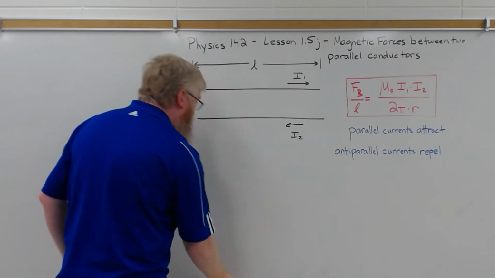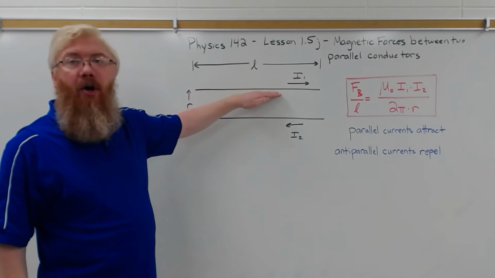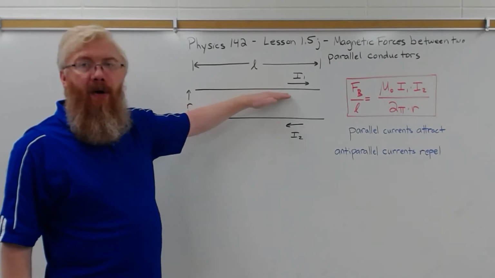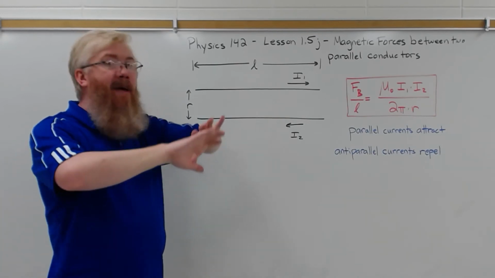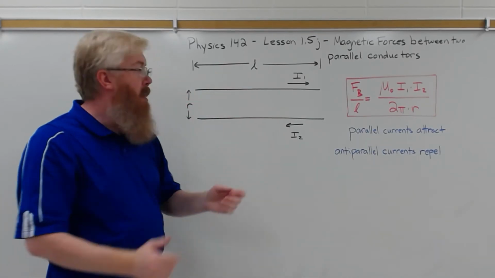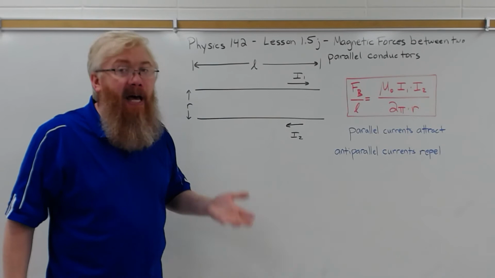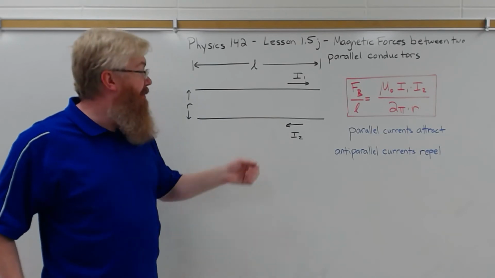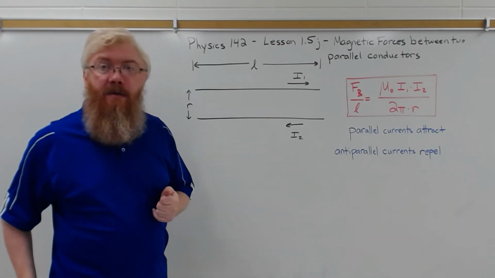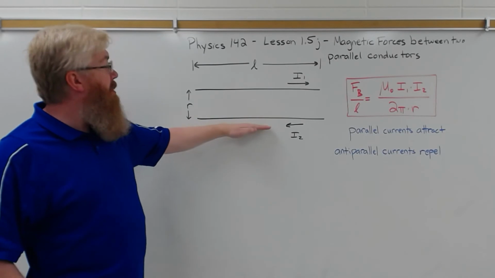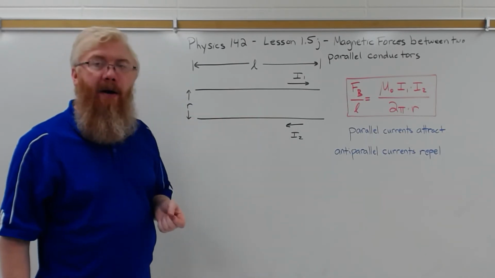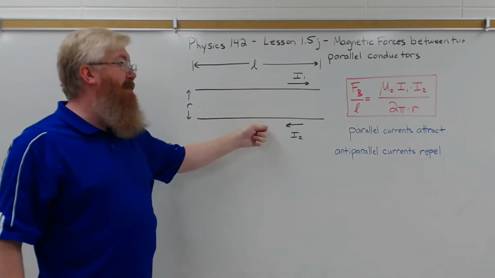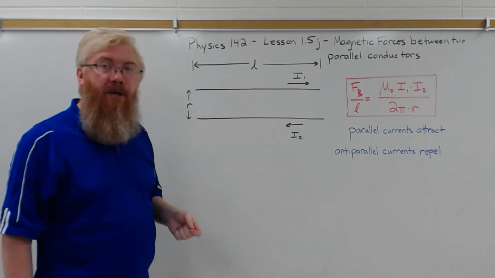What's going on? Well, wire 1 has a current in it. So let's just look at wire 1 right now. Wire 1 has a current in it. That current generates a magnetic field around it. Wire 2 happens to be in that magnetic field, therefore experiences a magnetic force. Likewise, wire 2 generates a magnetic field around it from the current that's in the wire. Wire 1 happens to be in the magnetic field of wire 2.